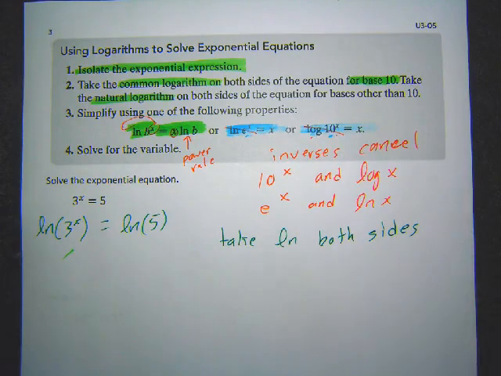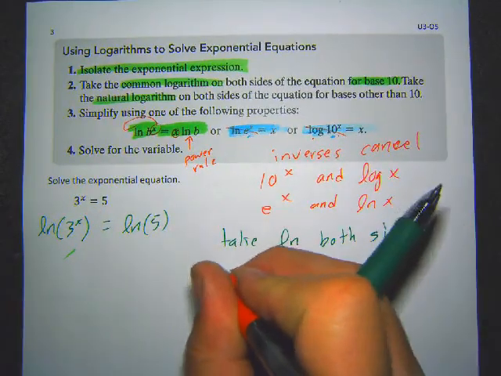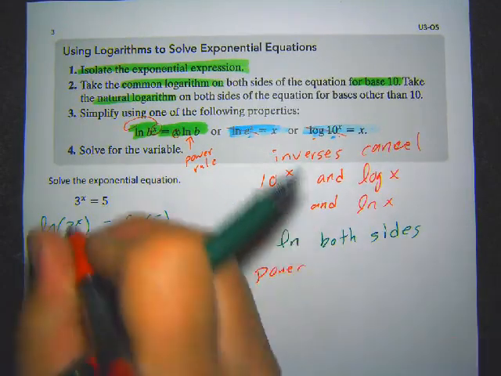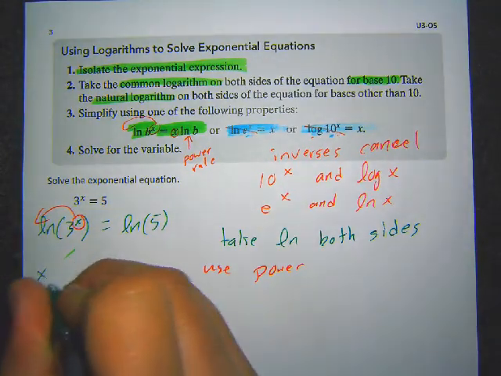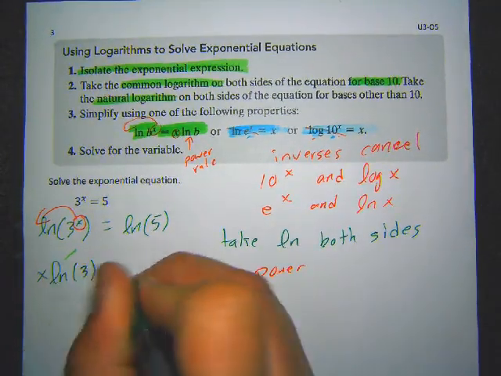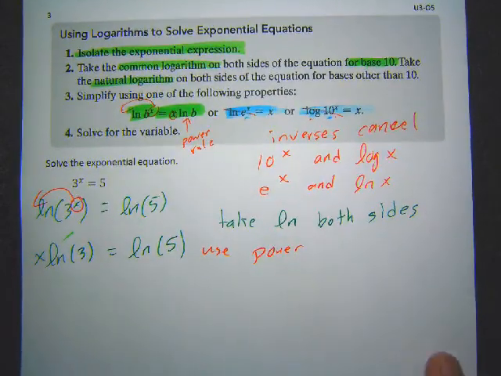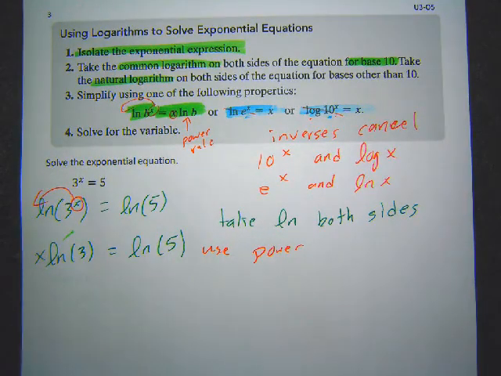to solve these. And then once you've done that, as soon as you have a natural log in there, you can use the power rule. This one, because we don't have e, we can't cancel, so instead we're going to use the power rule. We're going to pull the x out front. So we get x times natural log of 3 equals natural log of 5. I don't really need the parentheses anymore. I could drop them. As soon as there's just one number, a lot of times we won't write the parentheses. I'm just putting lots of parentheses in for some reason.